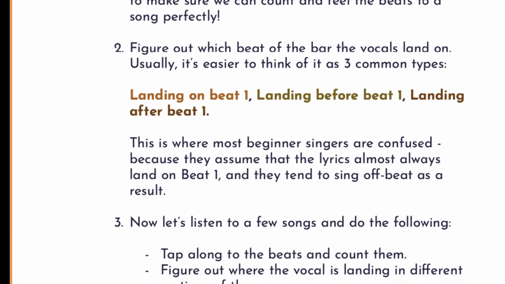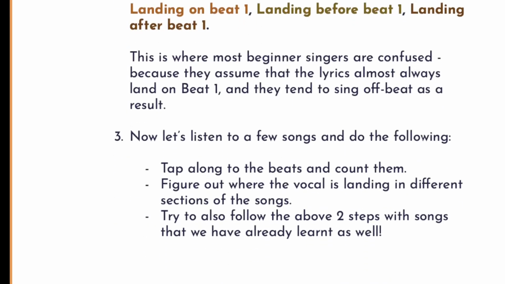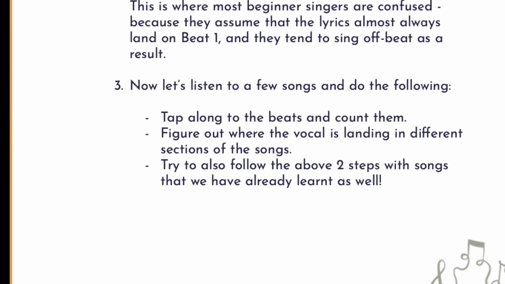So the assignment for you guys is to also listen to a few more songs and firstly tap along to the beats and just start counting them and figure out where the vocal is landing, right? So this is your assignment on all different sections of the song, and try to also follow the above 2 steps with songs that we've already done. So try this with Do a Dear, and especially with It's a Beautiful Day, and even the body posture song. If you guys want to see how it's landing, even though they're fairly simple songs, they can be used to learn this topic of rhythm, right?